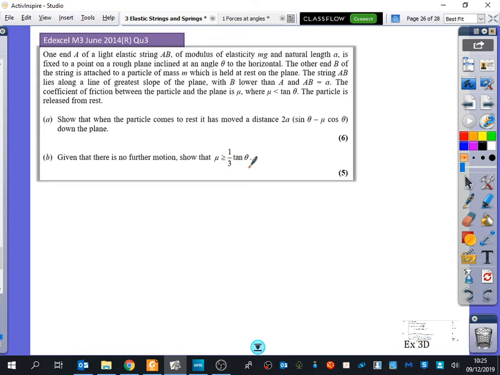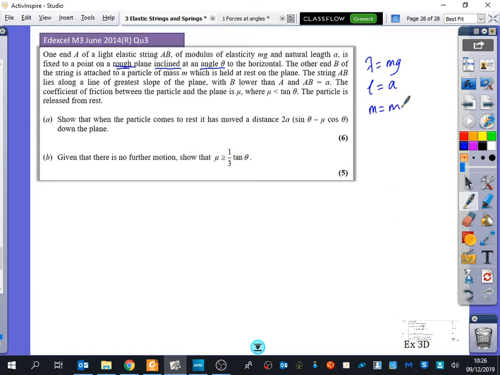Okay, we've got one end A of a light elastic string, AB, of modulus of elasticity mg and natural length a. I'm just going to start grabbing some of these things out. So we've got lambda is mg. They like using natural length as a. It's fixed on a rough plane inclined at an angle theta to the horizontal. The other end B of the string is attached to a particle of mass m.